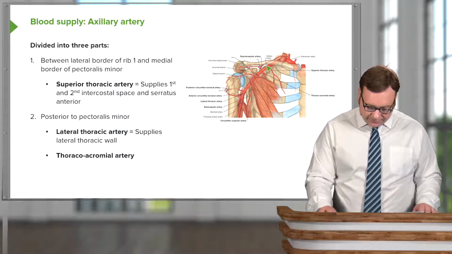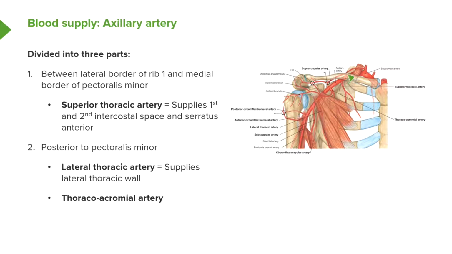So here we can see the lateral border of rib 1, and the medial border of pectoralis minor, we have the first part of the axillary artery. And really, coming off this first part is just going to be one artery, and this is the superior thoracic artery. Superior thoracic artery, as its name suggests, is going to supply the superior aspect of the chest wall. So it will supply the first and second intercostal spaces and also give blood supply to serratus anterior.